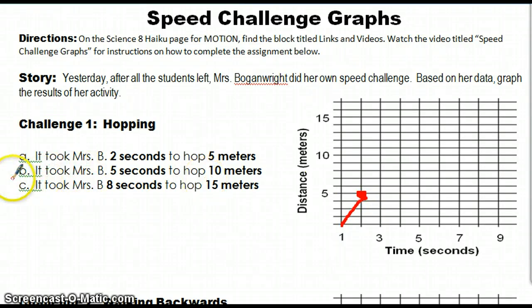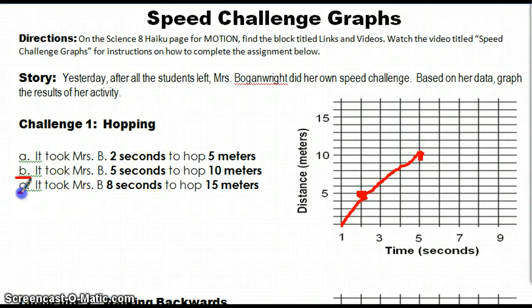Then I go to B. B says it took Mrs. B 5 seconds to hop 10 meters. So I'm going to start at 0, go over to 5 seconds, and up to 10 meters, and make a dot. Whoops, that is a crazy looking dot. Go to your last dot and make a straight line from your last dot to your second dot.